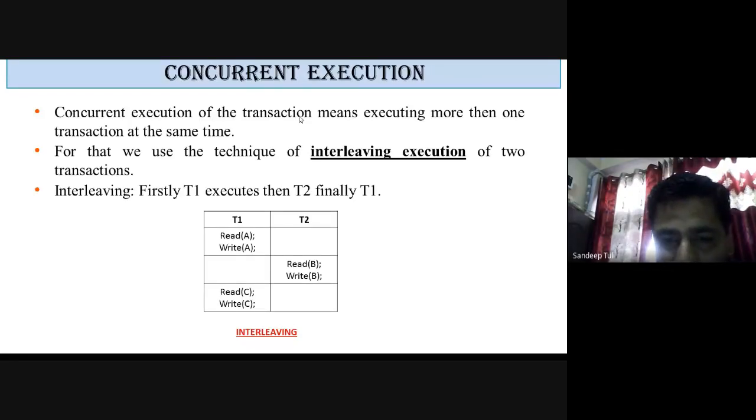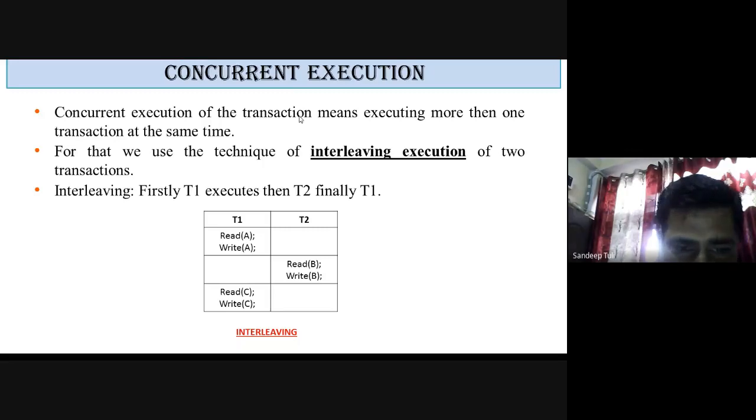If in this slide you are able to see the table, there are two different transactions, transaction T1 and transaction T2. The statements of transaction T1 are read A, write A, read C, and write C. So transaction T1 has 4 different statements. It is trying to read and write A, and read and write C. On the other side, transaction T2 needs to read the value of B only.